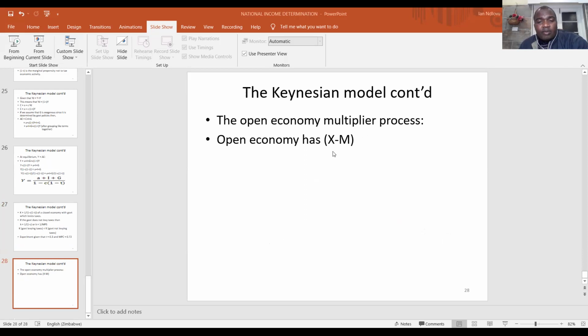So the open economy multiplier, we are going to explore it in a tutorial.